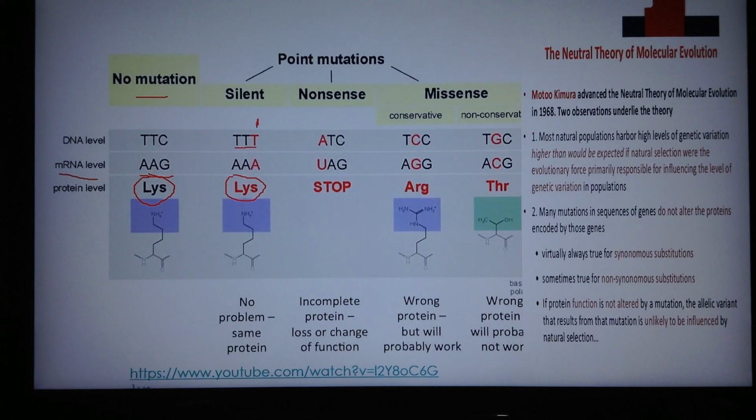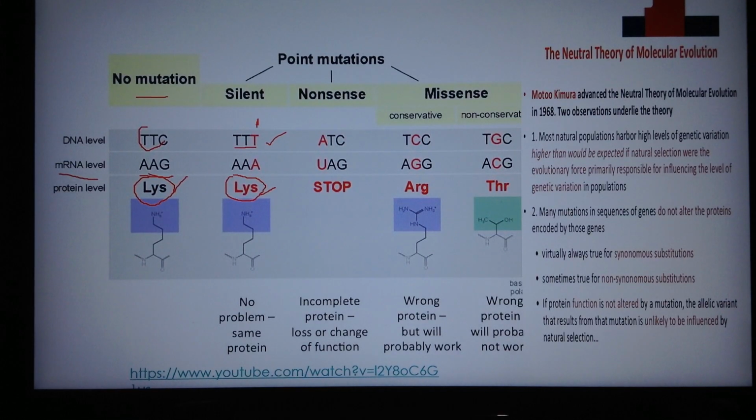Now we see that when there was no mutation and when there is a silent mutation, the amino acid is lysine only, but a new allele has arisen at the level of DNA. Here this was TTC and here it is TTT. Though there is no change in the amino acid incorporated, at the level of the DNA a new allele has arisen. This nonsense mutation will result in a stop codon.